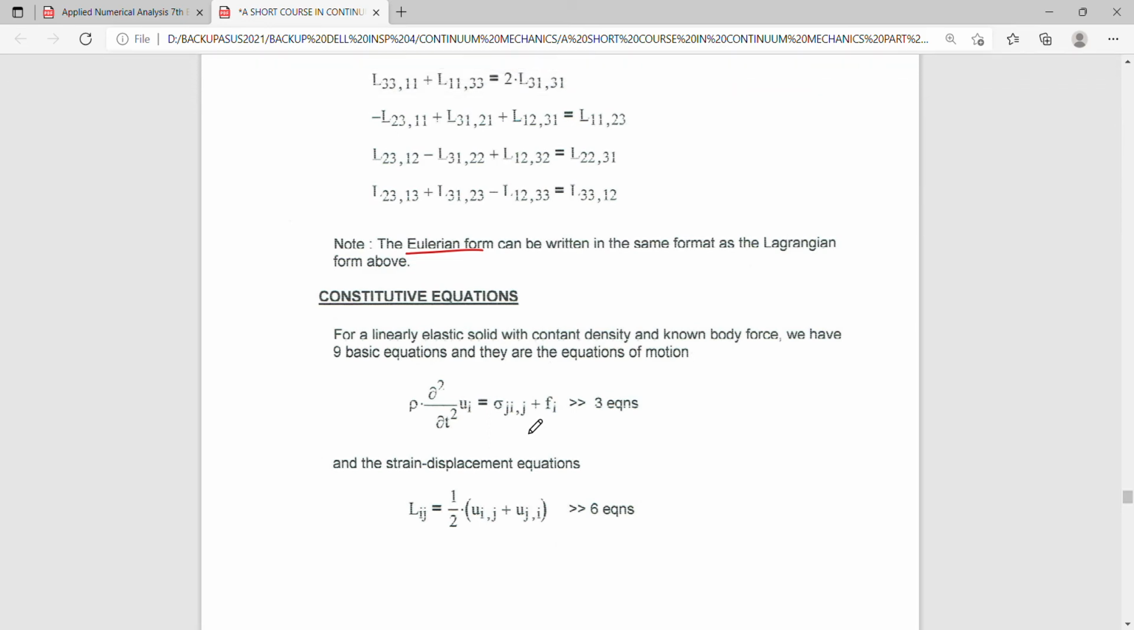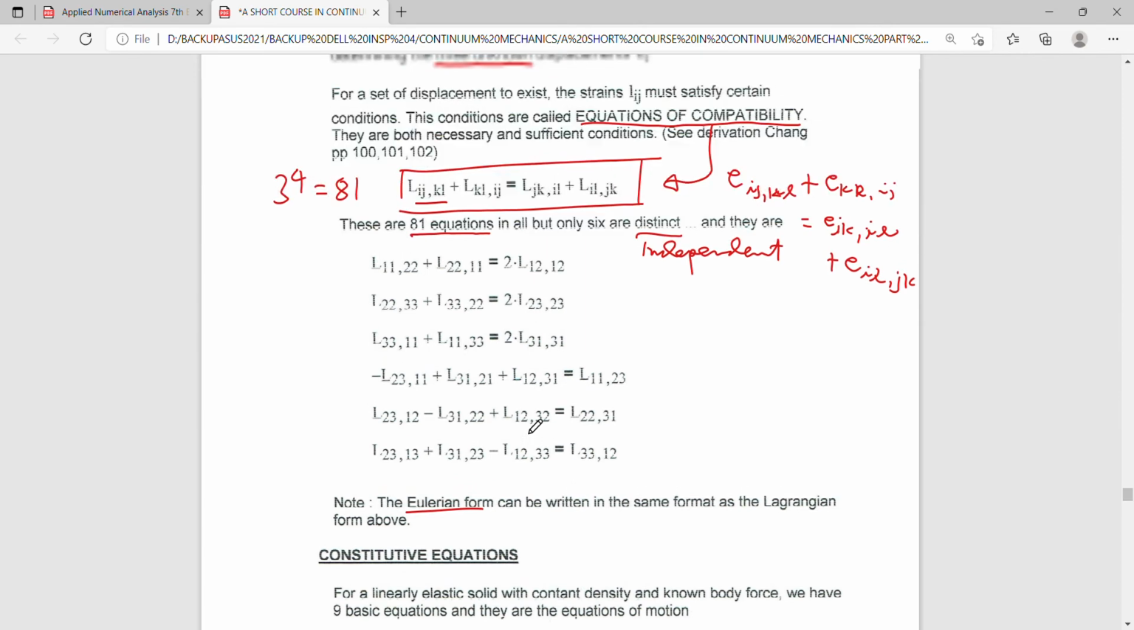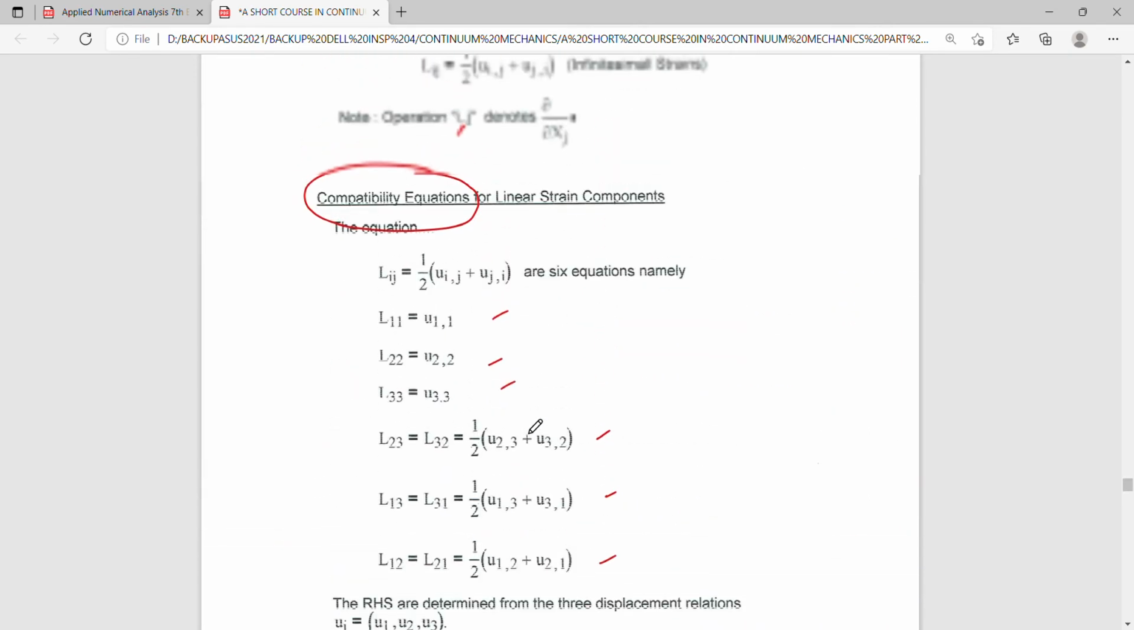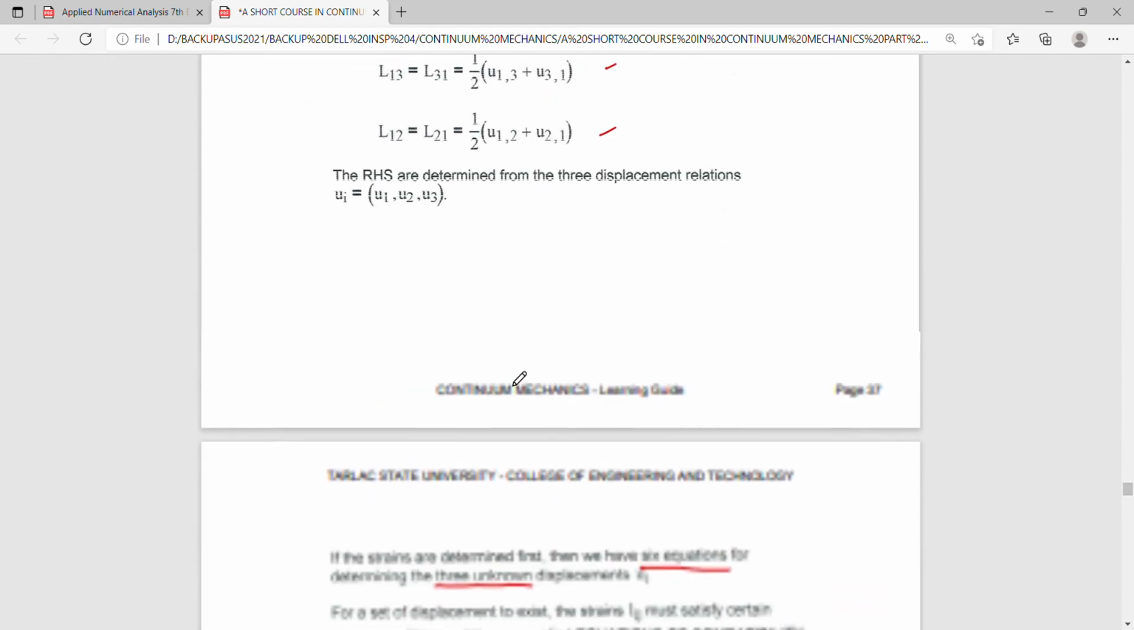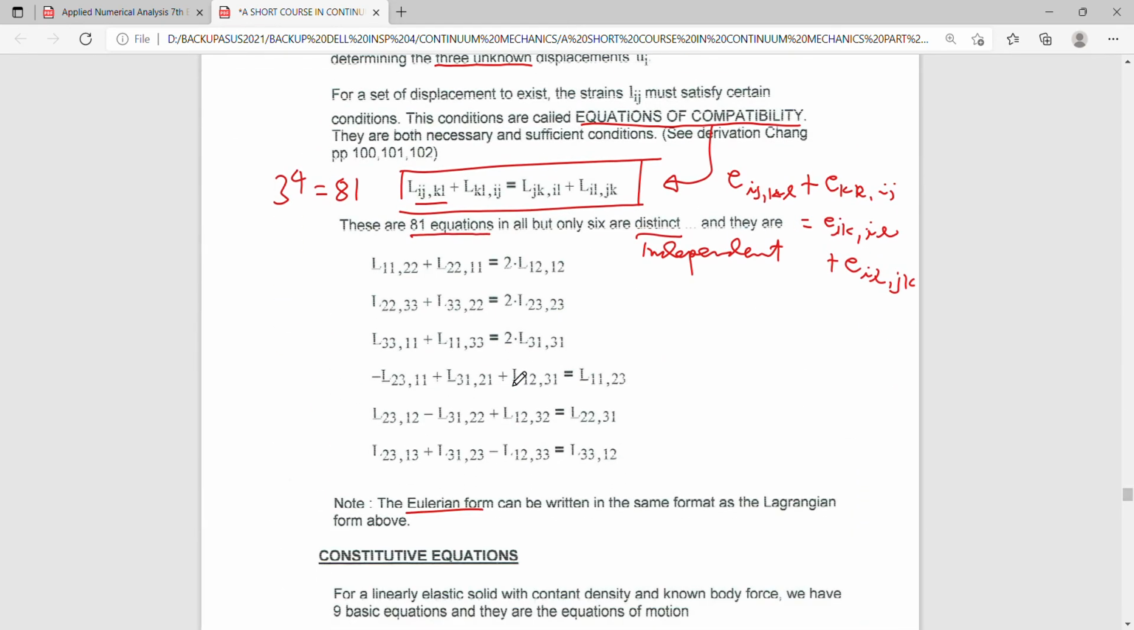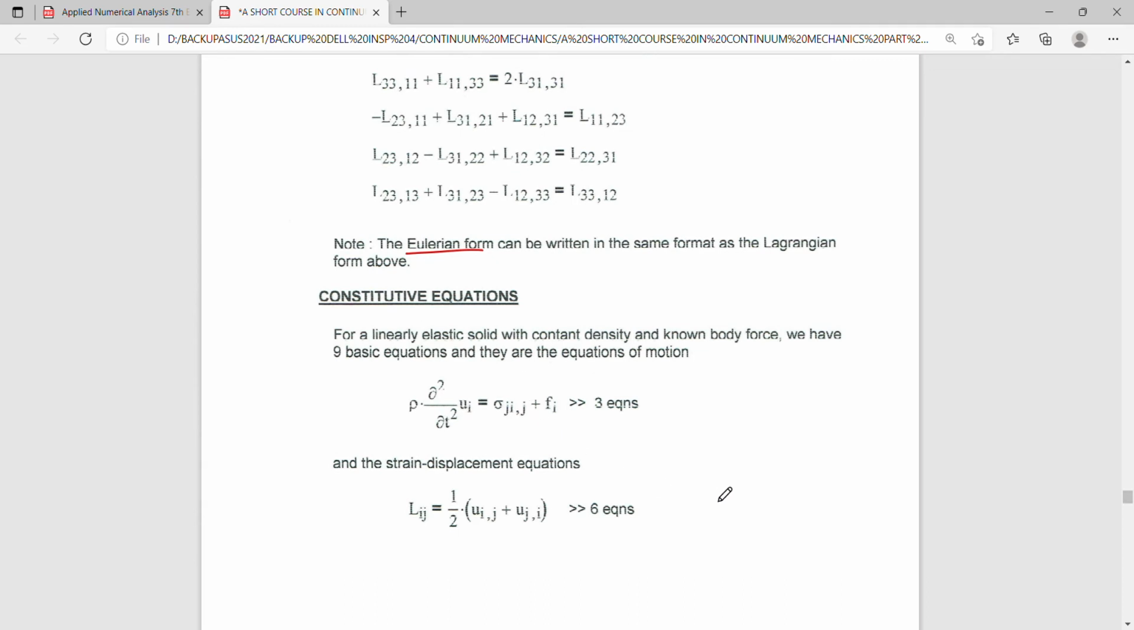So we know now the linear strain equation or relationship. We also know the compatibility equation. So we are bound to look into some more equations to be used in your stress analysis, strain analysis, which is known as the constitutive equations.